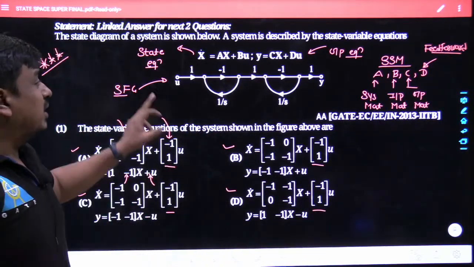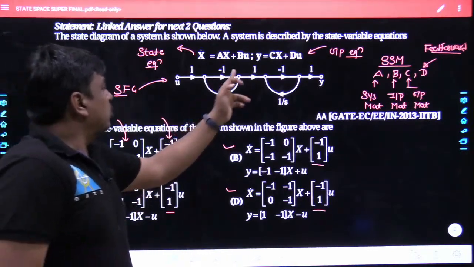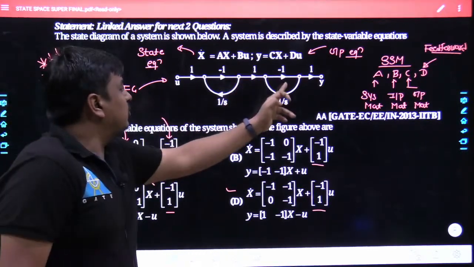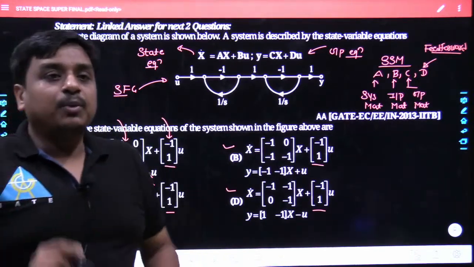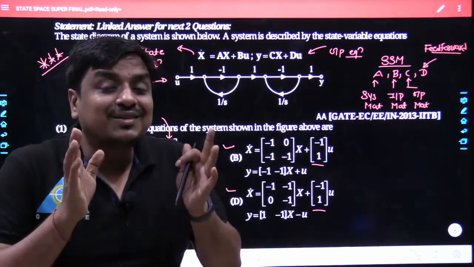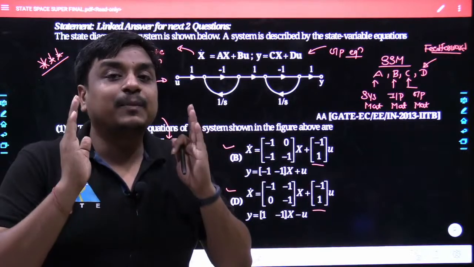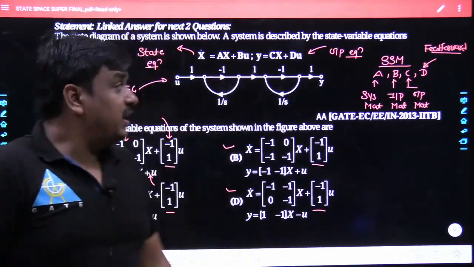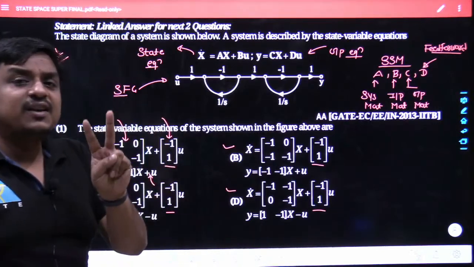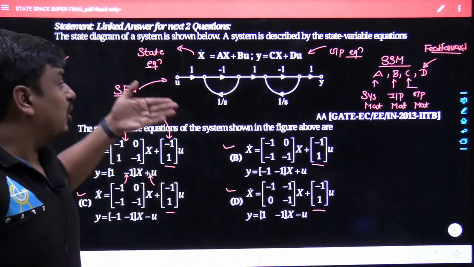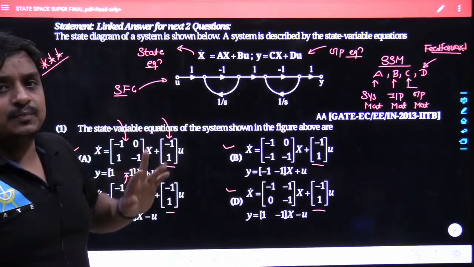My dear friends, one thing is quite sure. If two integrating terms are involved in this SFG, definitely it would be an order of 2 system. Why? Because the factor of S square would come in the denominator. By default, it becomes an order of 2 system. And if it is an order of 2 system, by default, 2 state variables are required to resolve this problem into the form of SSM. Agreed with what I am saying?